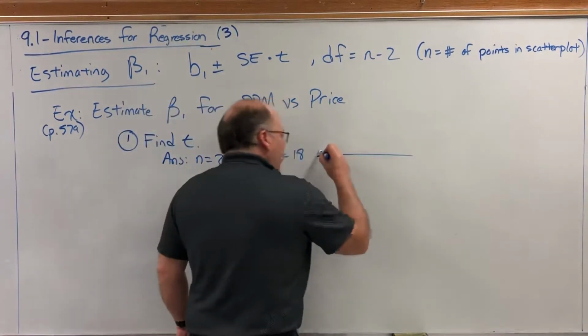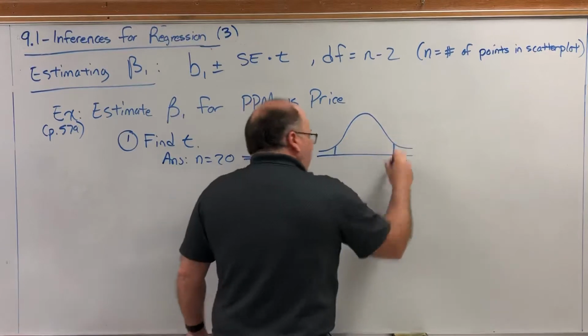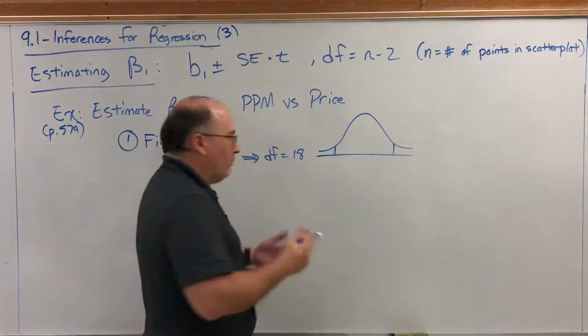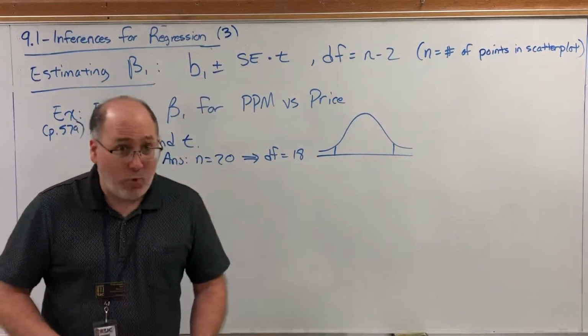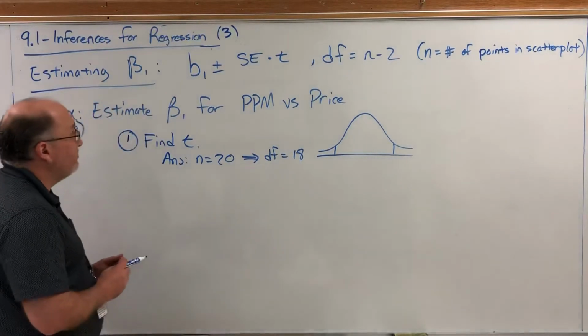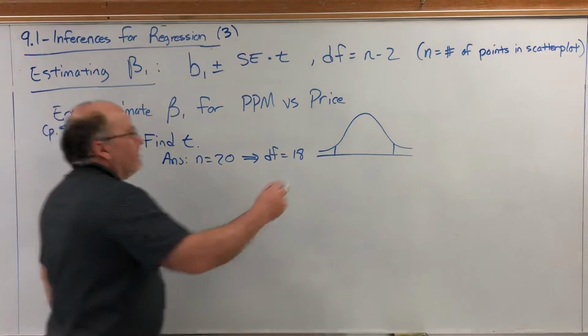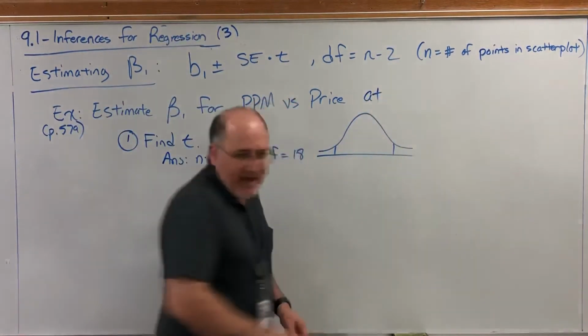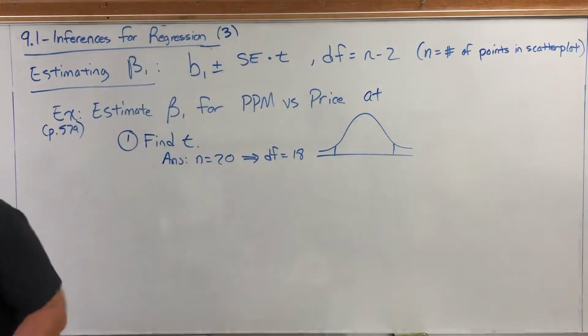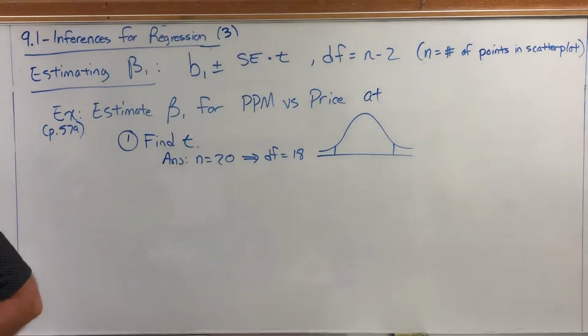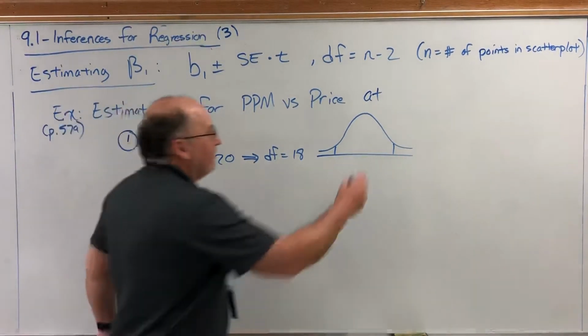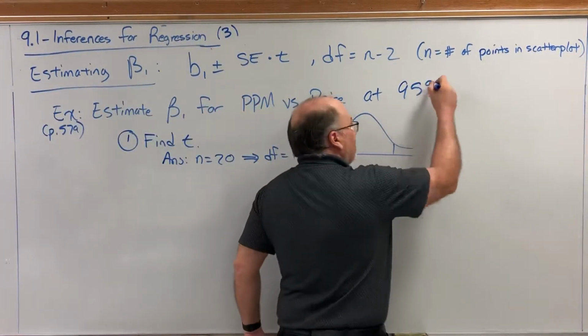So if we were to do our standard approach for finding the value of t, I'm missing something sort of important here. You know what it is? It's the confidence level. So let's estimate this at, I'll use the same confidence level they used. I'm going to guess it's 95, and it is at 95% confidence.